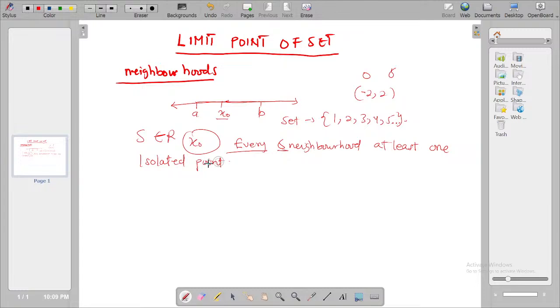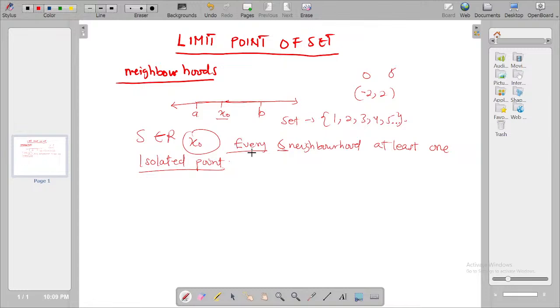Isolated points. So if a point is not a limit point, then it means what? It is isolated from its members. So that's the concept which I want to show you right now. Meaning that if I give you a set and I ask you to show if this is a limit point, I can give you an interval and ask you to find the limit point of this interval.